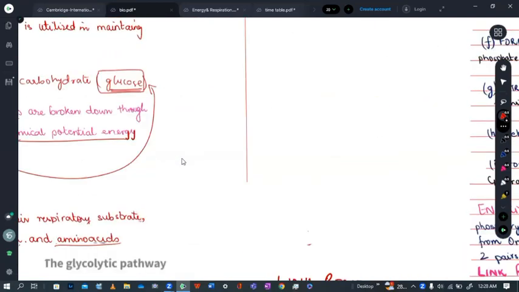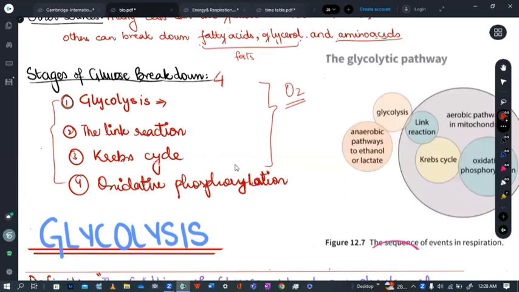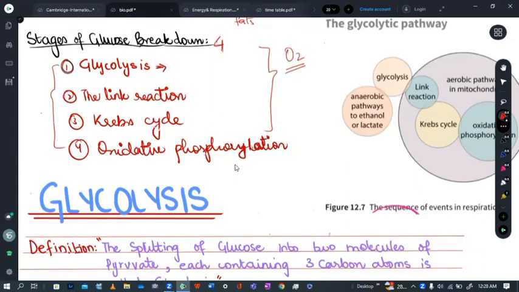Respiration is usually of 2 types, depending on the availability of oxygen. If the respiration occurs in the presence of oxygen, it is termed aerobic respiration. And if it occurs in the absence of oxygen, it is called anaerobic respiration. So the 4 stages I discussed here are all parts of aerobic respiration. The first one is glycolysis, then we have the link reaction, the Krebs cycle, and the last one, oxidative phosphorylation. When the products formed enter oxidative phosphorylation, aerobic respiration ends here.